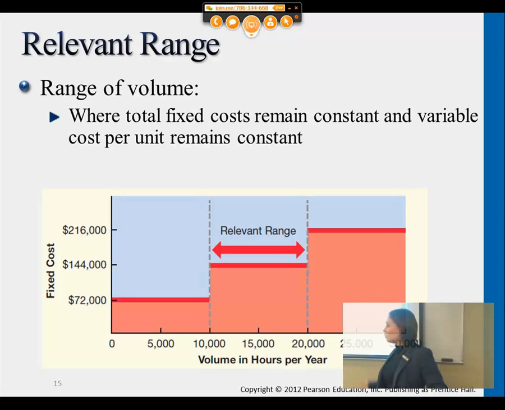Okay, so once you calculate the variable costs and the fixed costs, it's not necessarily applying to every volume of production or of activity. You have to know the relevant range. All right?